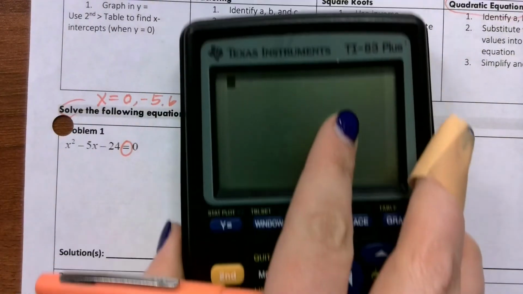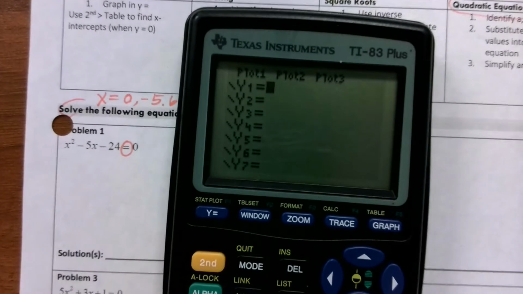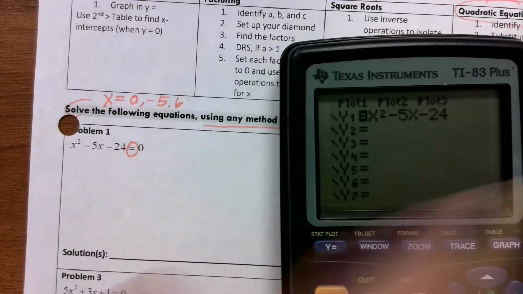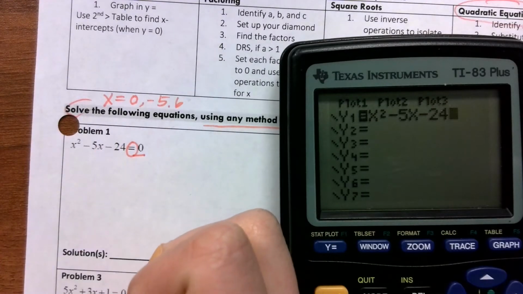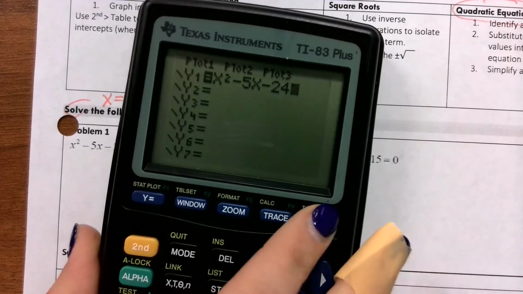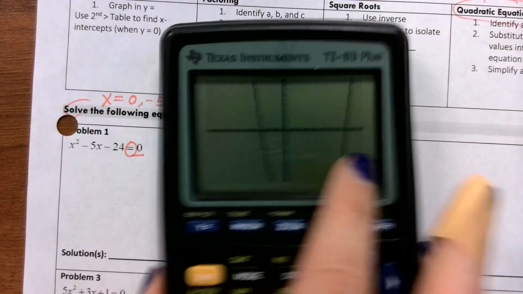So this first one I'm going to do with graphing. Y equals x squared minus 5x minus 24. The reason why I can go right there is because this side equals 0. Make sure that you always set the equation equal to 0. When I graph it, I can see that there are going to be 2 solutions.